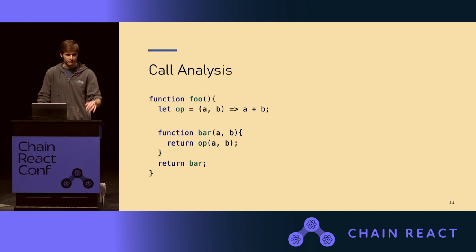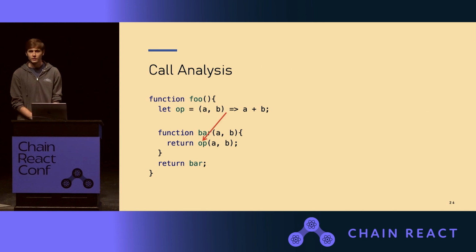So here we have a very simple example. We have a function foo, which has a local variable op that's being assigned to some function. And then that value is being captured by the function bar, which calls op. In this case, the compiler is able to determine that op is only ever assigned to that single function. So inlining is possible here because the compiler can identify the target of the call to op.